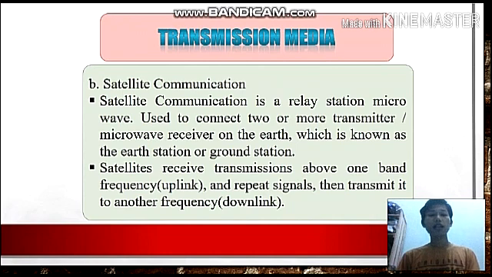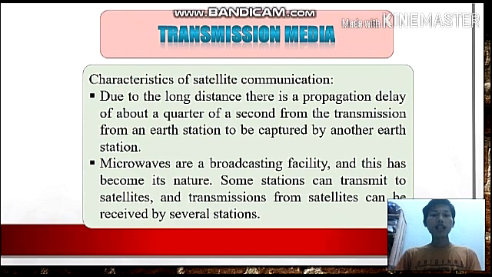Satellite communication is a microwave relay station used to connect two or more microwave transmitters or receivers on the earth, which are known as earth stations or ground stations. Satellites receive transmission on one frequency band, called uplink, and repeat the signals, then transmit on another frequency, called downlink. The characteristic of satellite communication is that, due to the long distance, there is a propagation delay of about a quarter of a second from transmission by one Earth station to capture by another Earth station. Microwave is a broadcasting facility, and this has become its nature. Some stations can transmit to satellites, and transmission from satellites can be received by several stations.